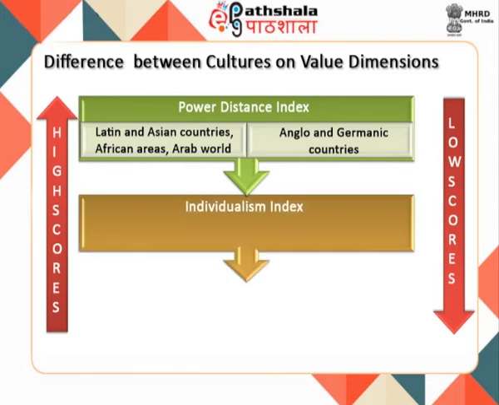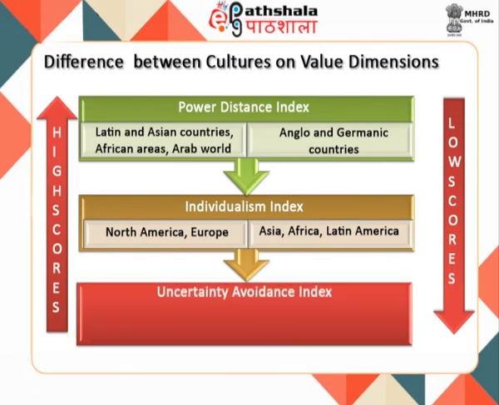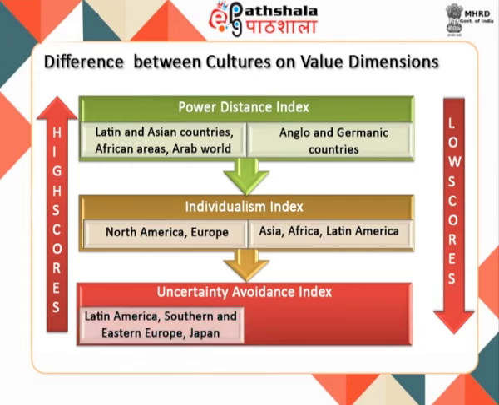Regarding the Individualism Index, there is a clear gap between developed and Western countries on one hand and less developed and Eastern countries on the other. North America and Europe can be considered as individualistic with relatively high scores. In contrast, Asia, Africa, and Latin America have strong collectivistic values. Uncertainty avoidance scores are the highest in Latin American countries, Southern and Eastern Europe countries, including German speaking countries, and Japan. They are lower for Anglo, Nordic, and Chinese culture countries.